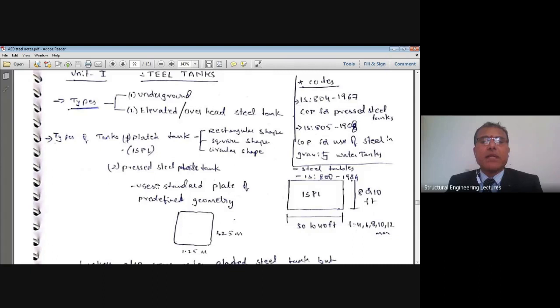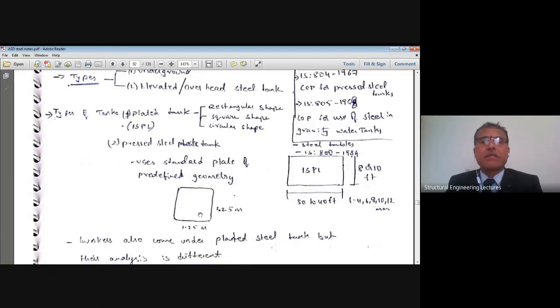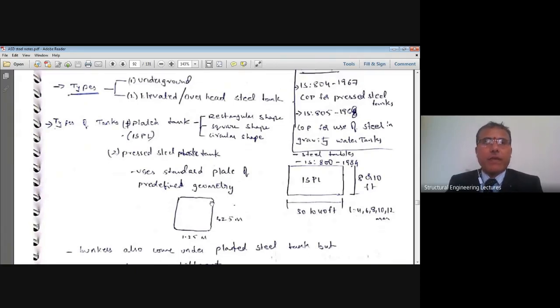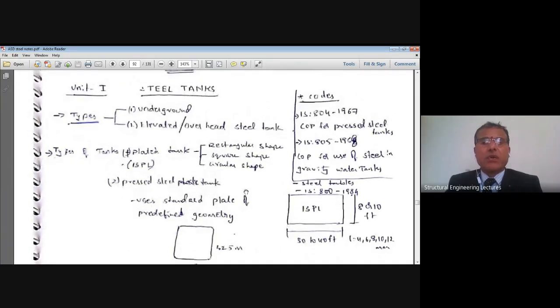Pressed steel tanks will use only the standard sizes of plates, 1.25 by 1.25. Using that standard size, we need to have an appropriate size required for the design. That we'll see. Now let us see what are the codes that are dealing with these tanks.